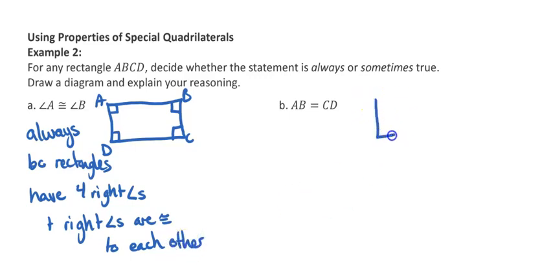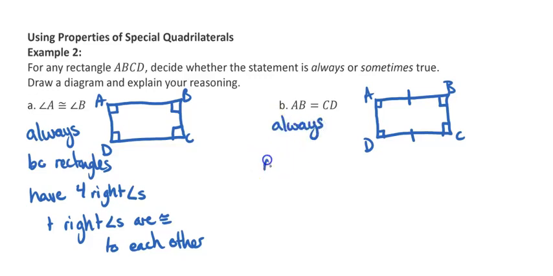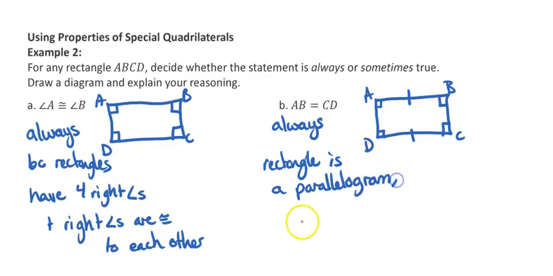Okay, let's draw another one and check this out. All right, so AB is equal to CD, meaning that their lengths are the same. So let's label this A, B, C, D. So this is side AB and this is side CD. So that would be always, because a rectangle is a parallelogram.